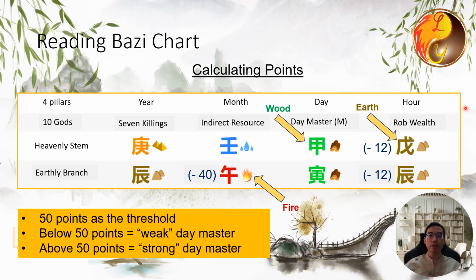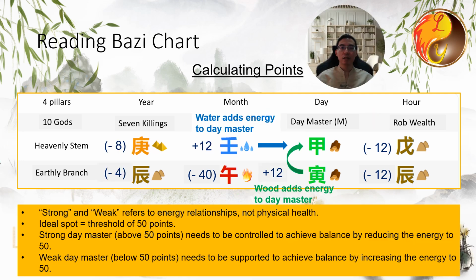Next, we look at the heavenly stem and earthly branch of the hour pillar, which are brown, representing earth. Wood controls earth, which means it consumes the wood's energy. Thus, we subtract 12 points for the heavenly stem and 12 points for the earthly branch. Consequently, this person is considered to have a weak day master. The term strong and weak here refers to energy relationships, not physical health.